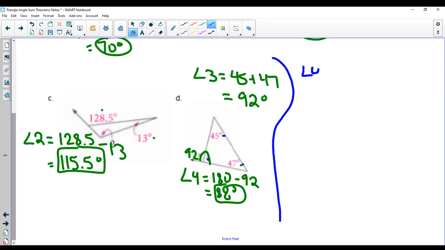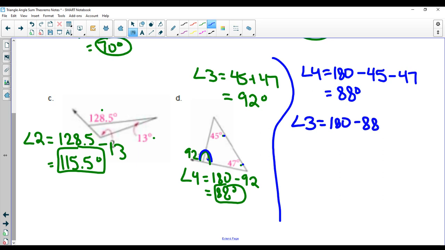So I could say angle 4 is equal to 180 subtract 45 subtract 47. When you do that math, you're going to get 88 degrees again. And now we have to go back to a linear pair situation, that angle 4 and angle 3 add up to 180. So we could say angle 3 is going to be 180 subtract 88, and that should give you 92 degrees.